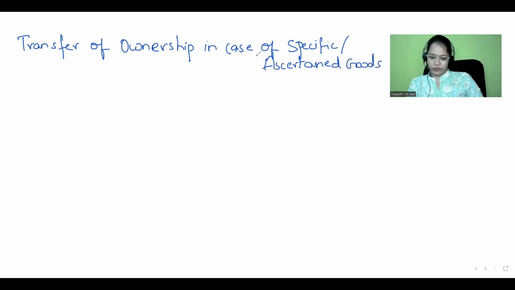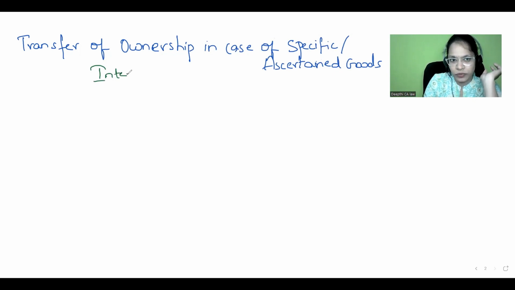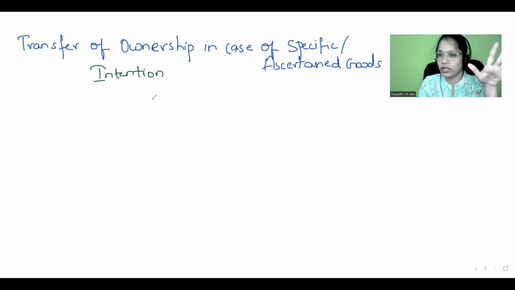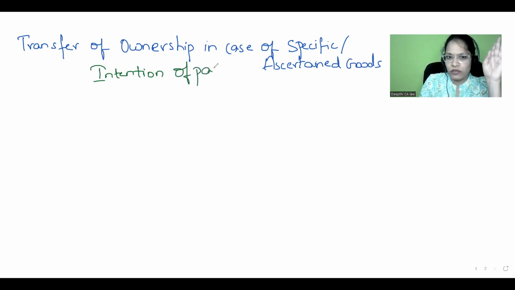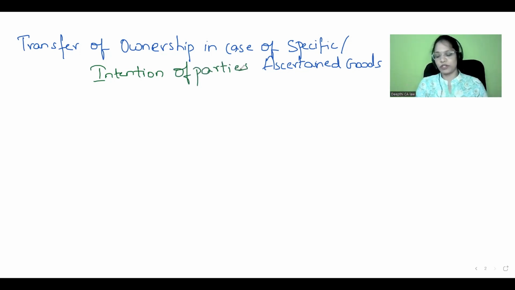So here, in case of specific or ascertained goods, we require intention of the parties. Remember that. What is your intention? Depending upon that, whether your intention is to just go for window shopping and check out whether deals are present or not, or whether your intention is to purchase the good, as it is an emergency right now. Am I correct? So based upon the intention of the parties, we're going to sort out whether ownership has been transferred or not.